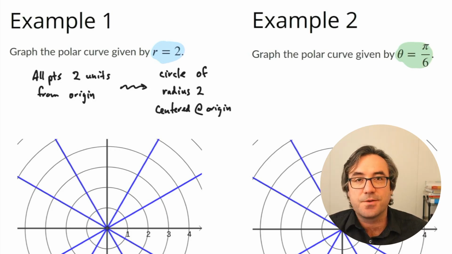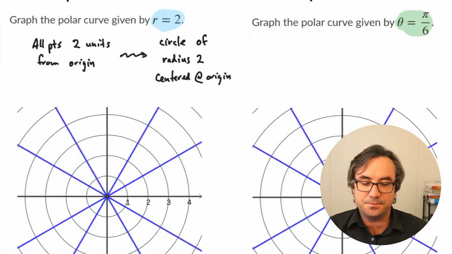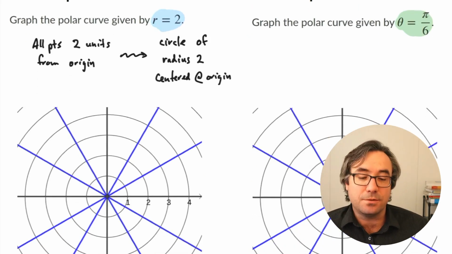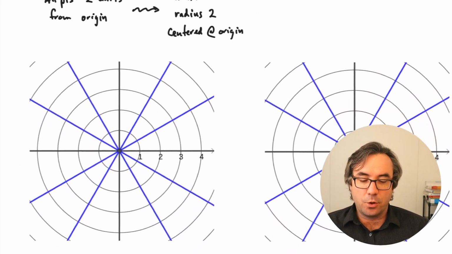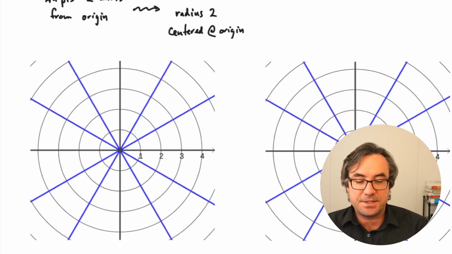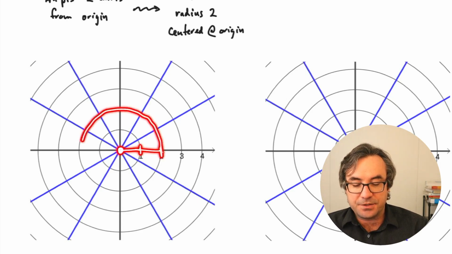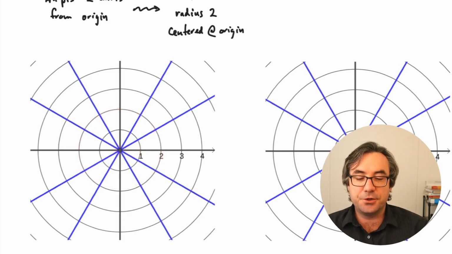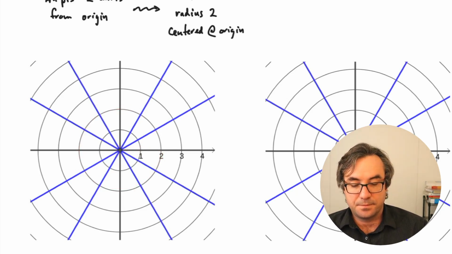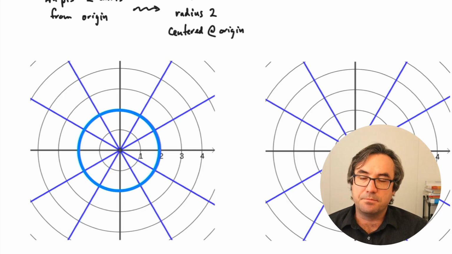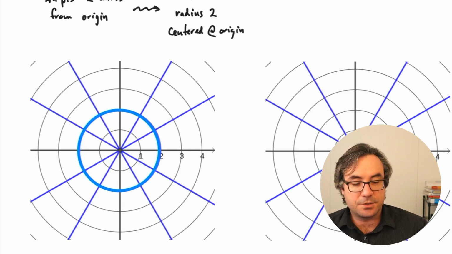All right, so let's draw the circle of radius 2. When r is equal to a constant, we have a circle. On our polar grid here, let's count out 2 units. Here's the origin, and then we just count out 2 units. There we go, and we find the circle of radius 2, and let's just draw that in. All right, pretty good. We've got our circle of radius 2.